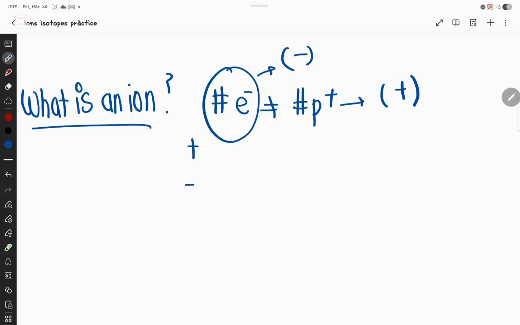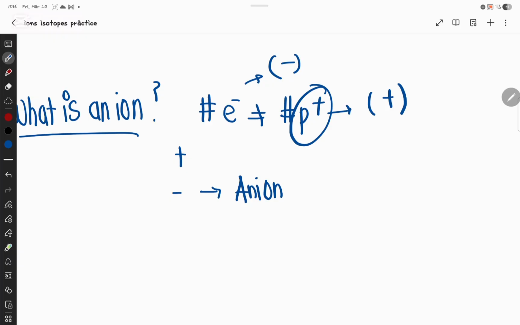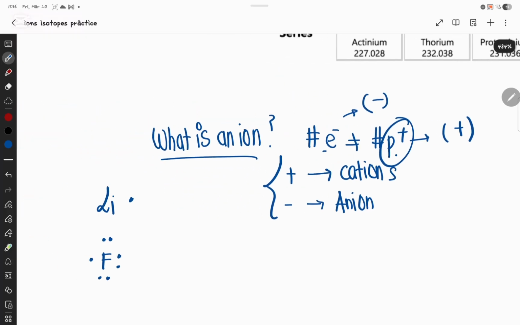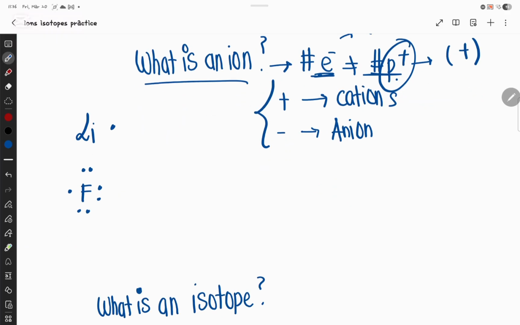So when you have more electrons than protons, you have a negative charge, and you call them an anion. And when you have more protons than electrons, you have a positive charge, and those ions are called cations. Positively charged ions are cations, and negatively charged ions are anions. Ions are essentially when electrons are not equal to protons. That's a simple definition of ions.